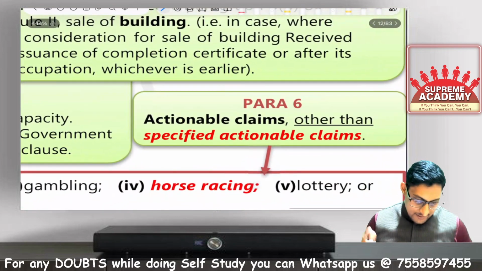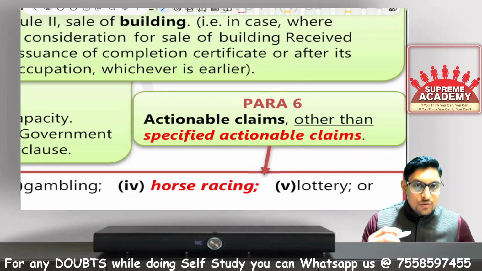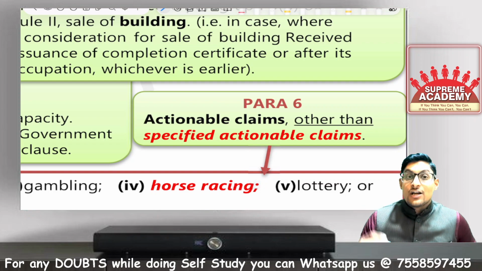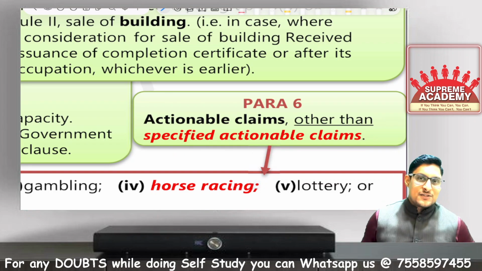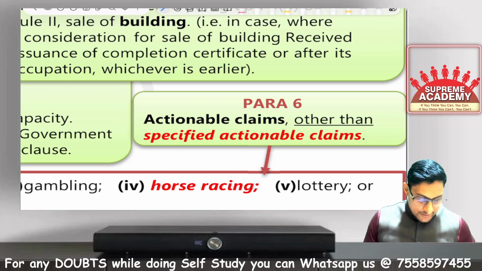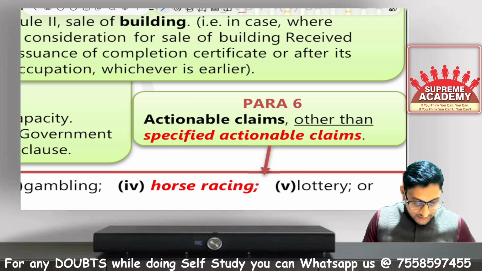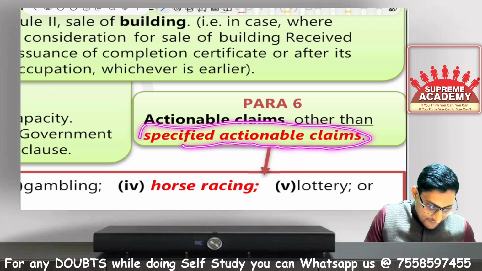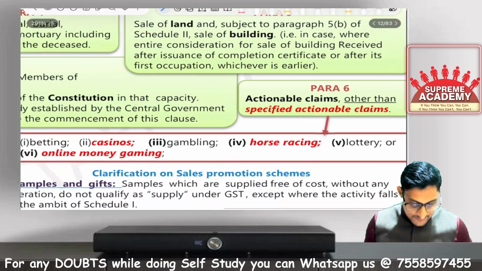And lastly, this is an amendment. Para number 6, actionable claims are excluded from the definition of supply other than specified actionable claims. It means specified actionable claims are termed as supply. But any other actionable claims other than specified actionable claims will be excluded from the definition of supply. Now see which are the specified ones.